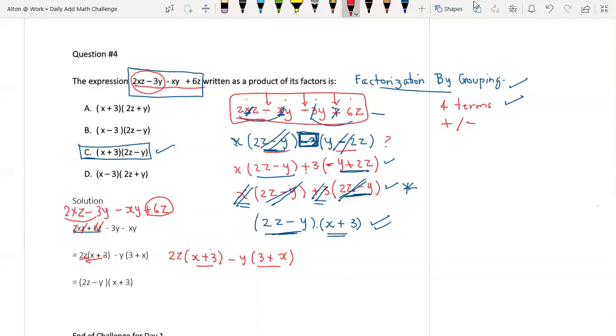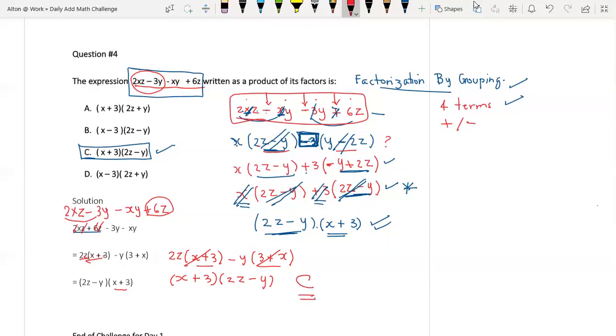So we can now factor out one of these. Here it is, x plus 3. It doesn't matter if it's written first. And what I'm left with is 2z minus y. So I can now look for my answer up there, which is answer C.